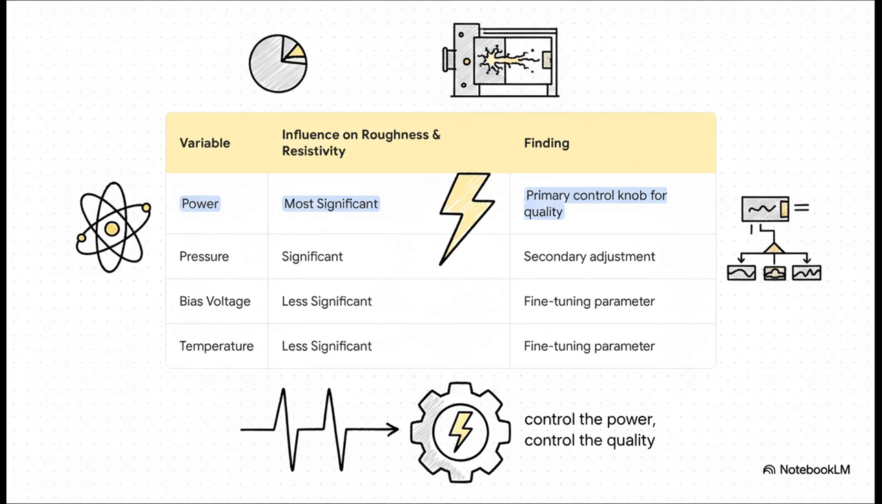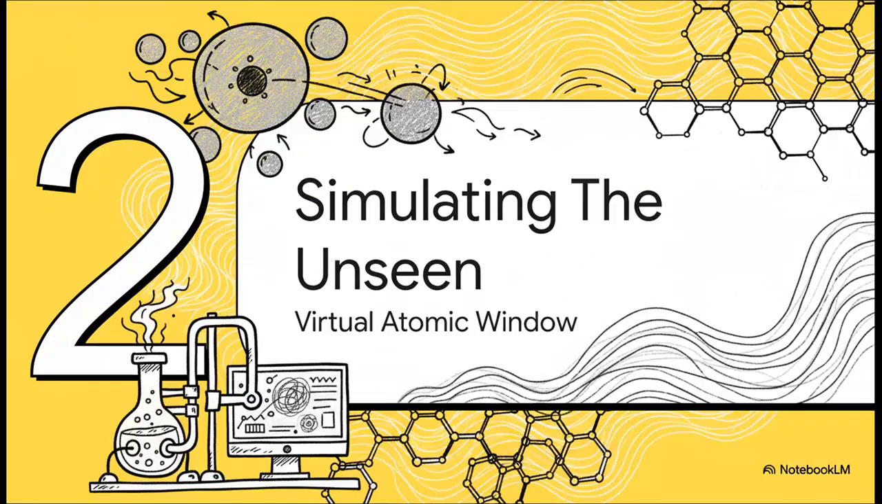And we can see this exact method in action. Check this out. In a study on nickel-chromium films, the Taguchi method made it crystal clear that the sputtering power, not the pressure or the temperature, was the number one thing affecting the film's quality. This gives engineers a clear, data-driven order. If you can control the power, you control the quality. It's that simple.